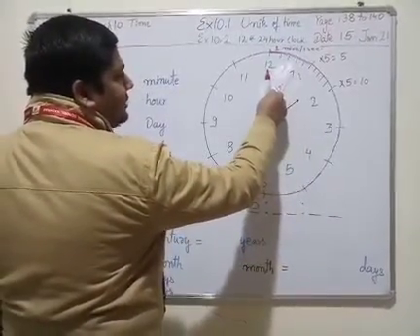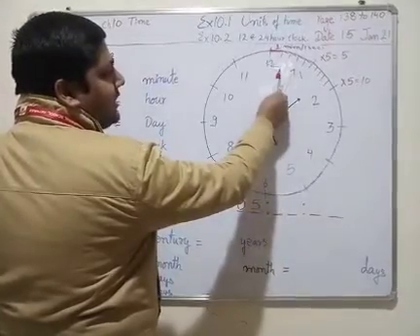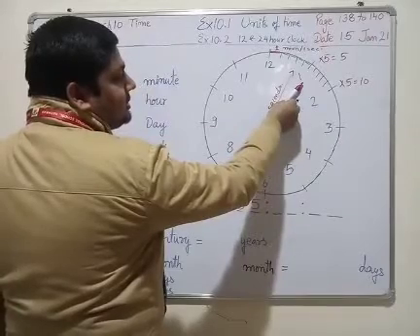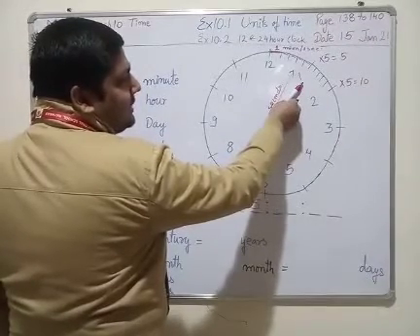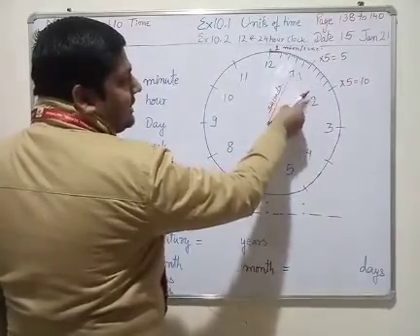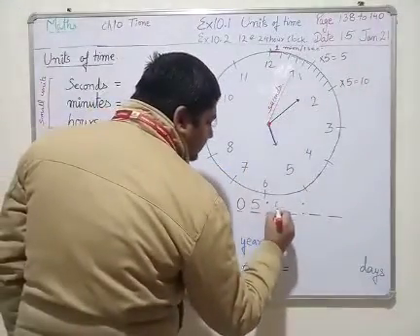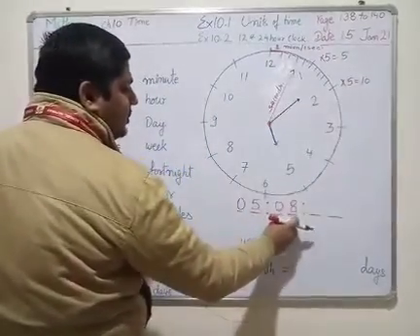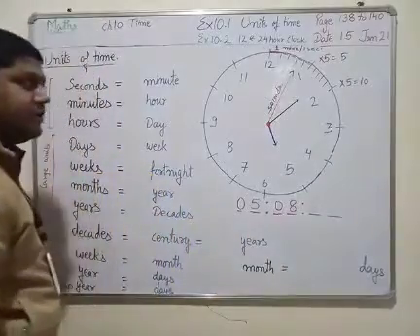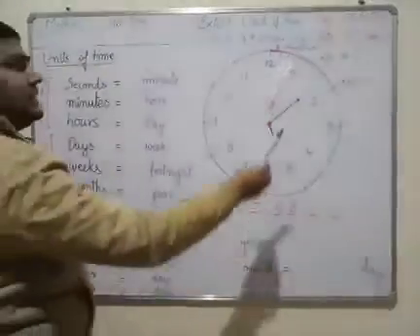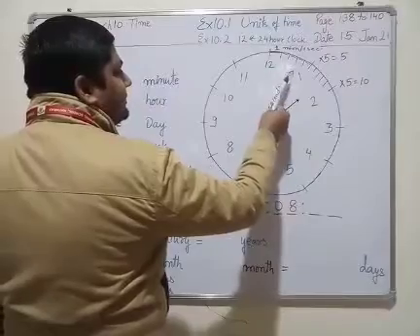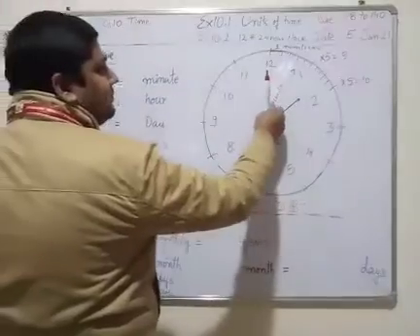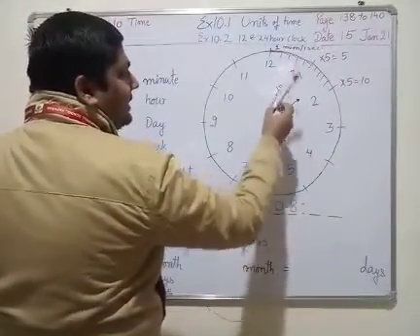If the minute hand is at 12, then it will be 0 minutes. Then it moves to the 1, then it will be 5 minutes. Then it will be 6 minutes, 7 minutes, and it will show 8 minutes. We have to fill both the digits. So the first digit will be 0 and the second digit will be 8. Now we are moving to the seconds hand. If the second hand is at 12, it will be 0 seconds, and then it moves through 1, 2 and 3 seconds.